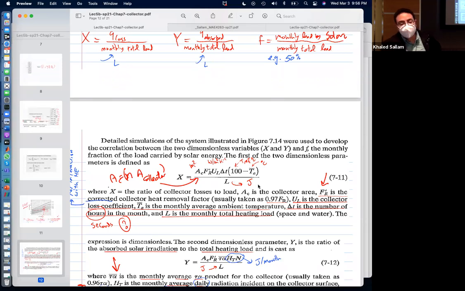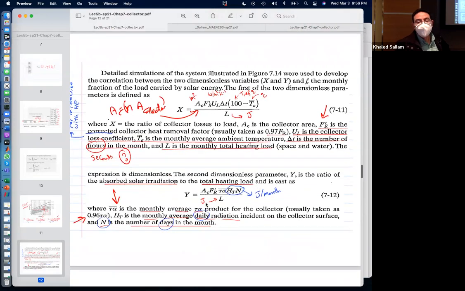You will get X, and once you get X, you will get Y. What's Y? How much is absorbed per month divided by the monthly load. So the absorbed is AC, FR prime. What's FR prime? Same thing, 0.97 FR. Tau alpha bar. What's tau alpha bar? Again, it's corrected because it's the monthly average of tau alpha, and they basically say, let's just take 0.96 tau alpha. So whatever tau alpha from the collector, you hit it with 0.96. And whatever FR for the collector, you hit it with 0.97.